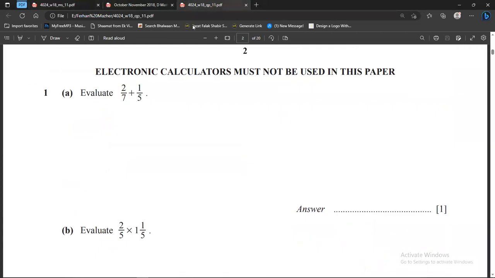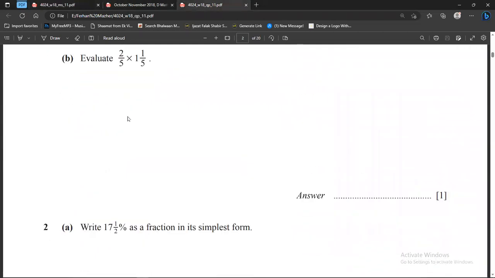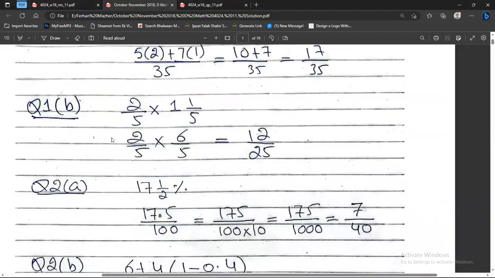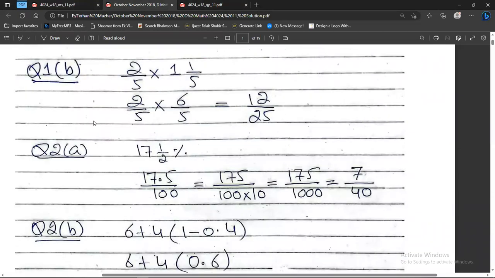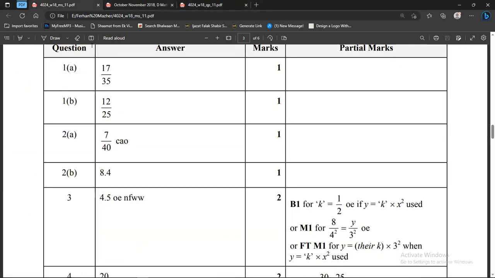Okay, so we have question number 1, B part. We have 2 by 5 multiply 1 whole 1 by 5. These are two fractions and they are multiplying with each other. So 5 ones are 5, 5 plus 1, 6. So 2 by 5 multiplies 6 by 5. The numerator will multiply with the numerator, and the denominator with the denominator. So you will have 2 multiply 6, that is 12, and 5 multiply 5, that is 25. So this is the answer, 12 by 25. 12 by 25 is the right answer, sir.